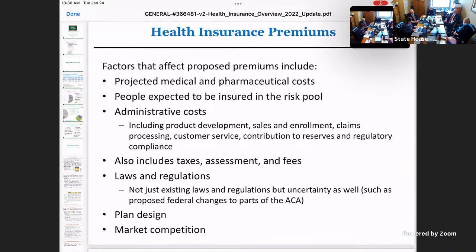So there are a lot of factors that go into how much your premium is. How much time do we have here? We're good. Okay. There are a lot of factors that go into how much a premium costs: your projected medical or pharmaceutical costs for the pool, what they call the experience of the pool, and the number of people expected to be in the pool. Again, the size of the pool is a factor.